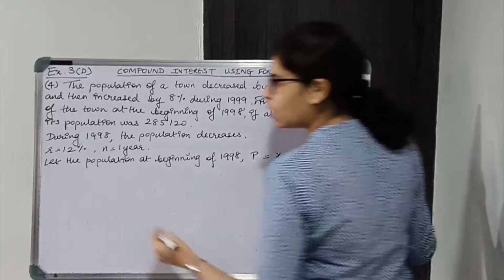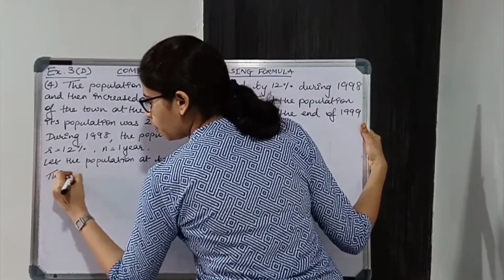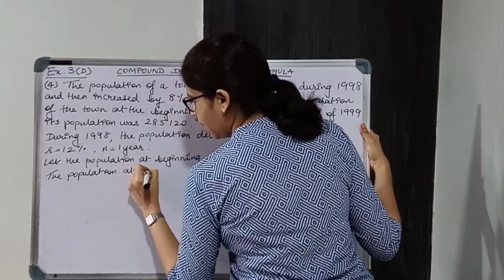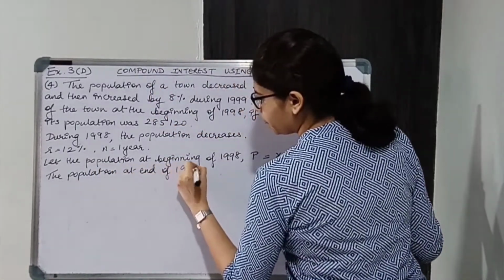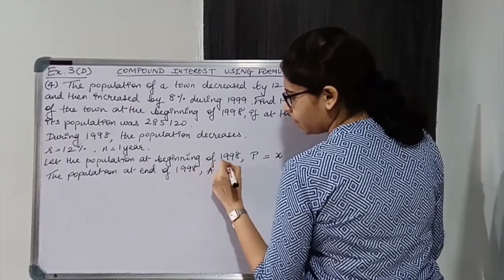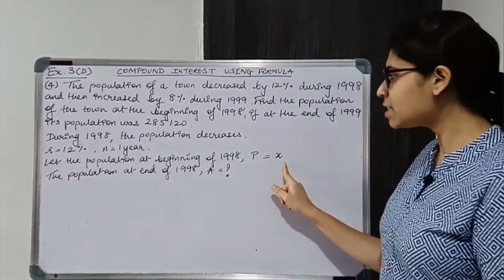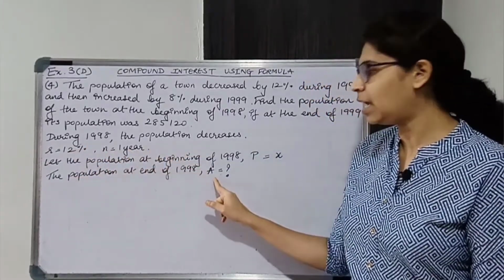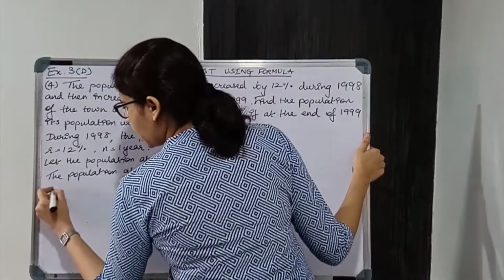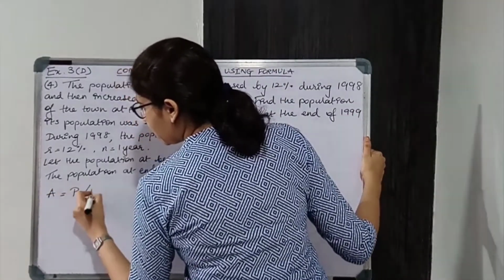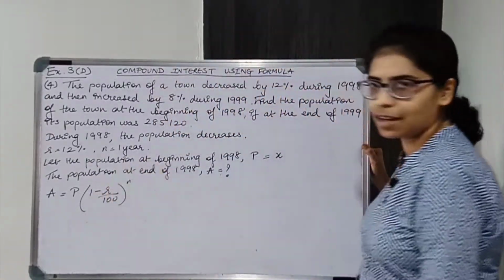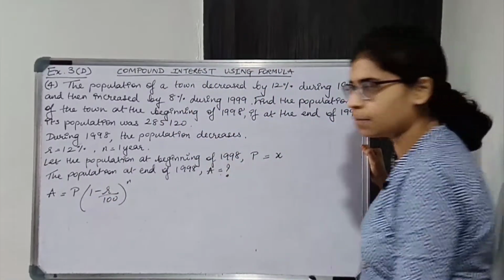Okay. Now we need to find the population at end of 1998, that is A. We have P is X, R is 12, N is 1, A we need to find. So using the formula, A is equal to P into 1 minus R upon 100 raised to N. Don't forget this part, you have to subtract, okay, because the population is decreasing.